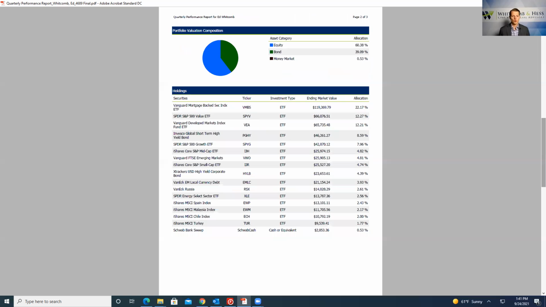The next section of the report gives a brief overview of Ed's portfolio. So the pie chart shows that he has about 60% of his money invested in stocks or equities, about 39% in bonds, and 0.5% in money market or cash. And then the holdings section gives further detail on each of the names of his funds, the tickers, the types of funds, which could also be mutual funds or stocks or bonds, and then the total amount invested and the percentage allocation as of the end of the quarter.